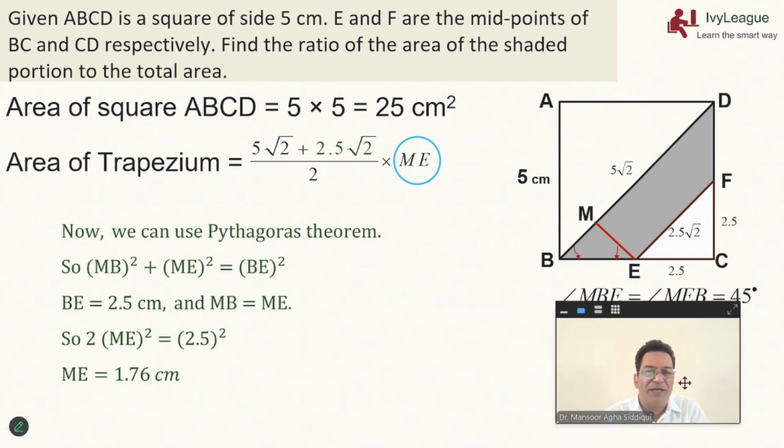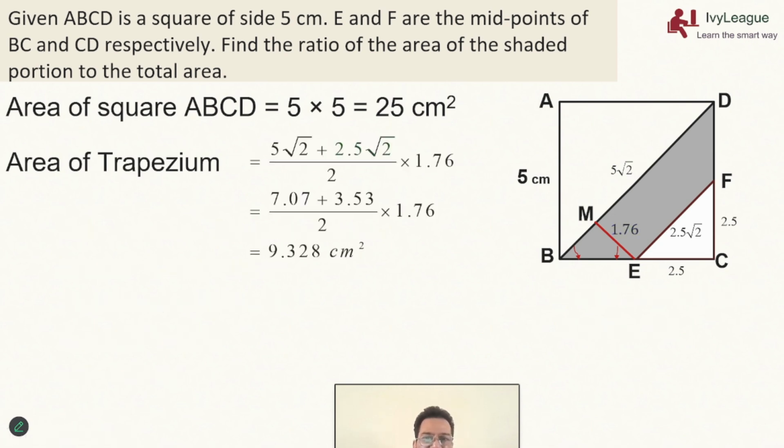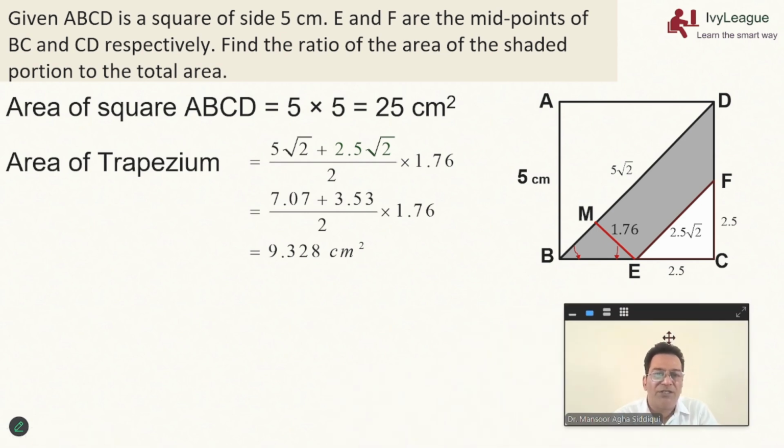And now we can use Pythagoras theorem to find out that MB square plus ME square is equal to BE square. BE is equal to 2.5, MB is equal to ME. So we end up getting the length ME, which is equal to 1.76 centimeters. Now I have all things ready with me and I can do the calculation, simplify things, and I end up getting 9.328 centimeters square as the area of the trapezium.